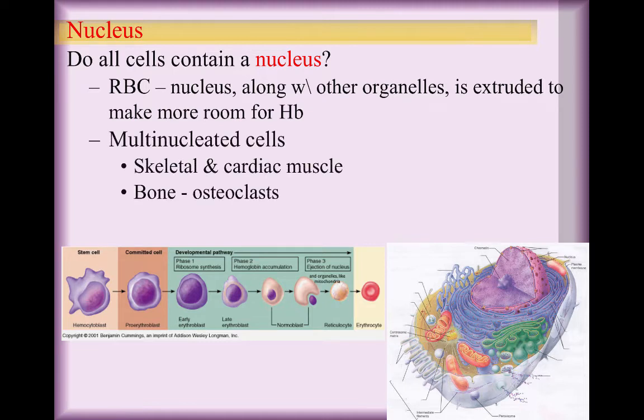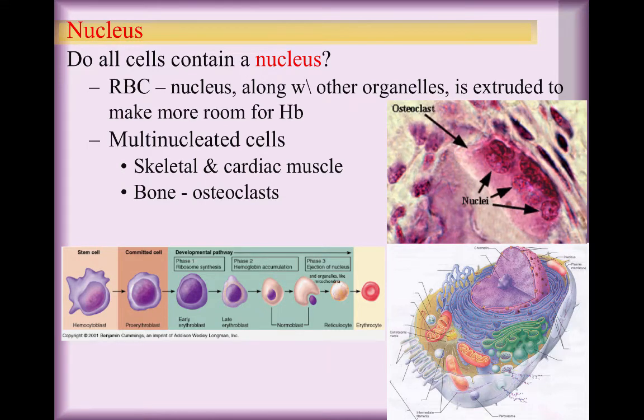Some cells actually have more than one nucleus, and so skeletal muscle fibers are what are referred to as multinucleated. Cardiac muscle cells might contain only one nucleus, but on the other hand, some of them contain 2 or even 3 nuclei. And then bone osteoclasts are also multinucleated. We'll talk about osteoclasts and what they do more later on in this semester, but here you can see an osteoclast, and you can see multiple nuclei inside that osteoclast.